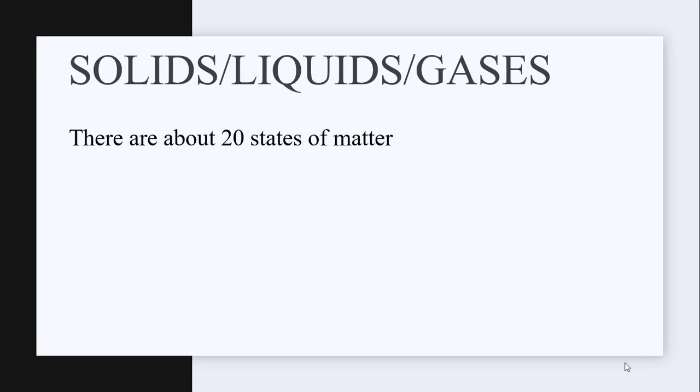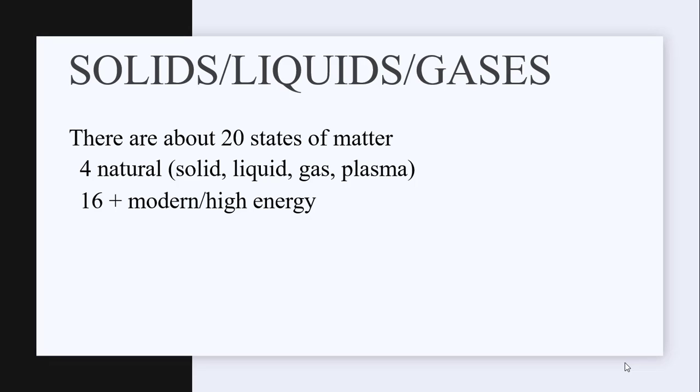In actuality, there are about 20 states of matter, and I say about because new states of matter are still being discovered. In talking about the 4 states of matter that get taught in schools, people are really talking about the 4 natural states, which are solid, liquid, gas, and plasma. In addition to the 4 natural states, there are 16 or more what are called modern or high energy states, but we're not interested in those in this chemistry class. In most chemistry classes, we're interested in solids, liquids, and gases.